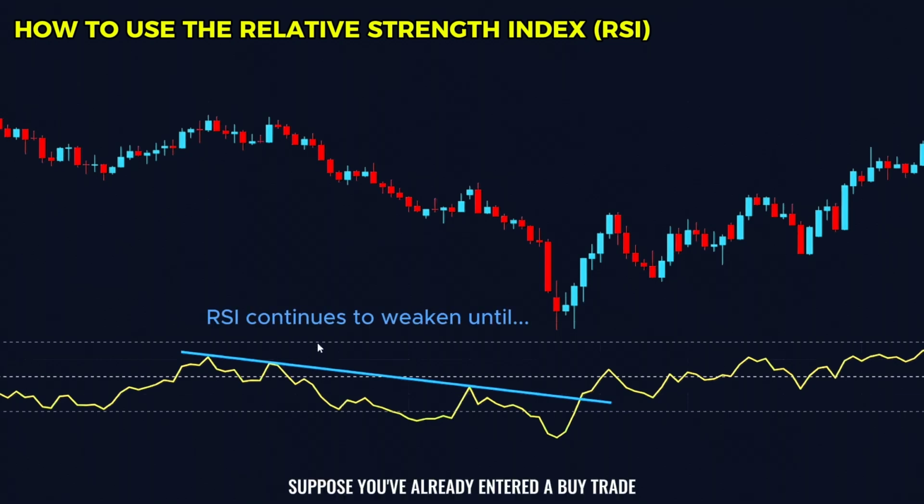Suppose you've already entered a buy trade. Now you're looking for the right time to take profits. The first step is to draw a trend line on the RSI. At first, the RSI is relatively weak. Over time, it becomes stronger and continues making higher lows. As long as the RSI respects the trend line, bullish momentum remains intact.